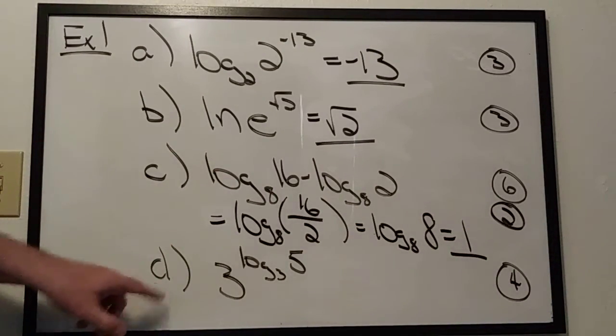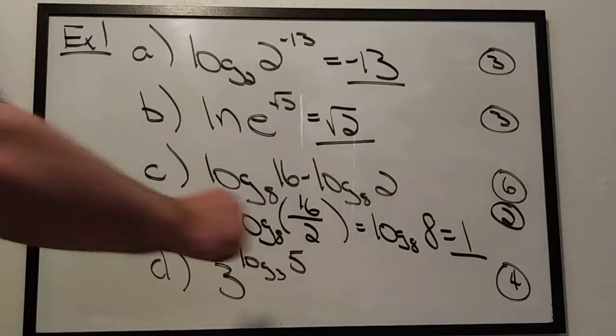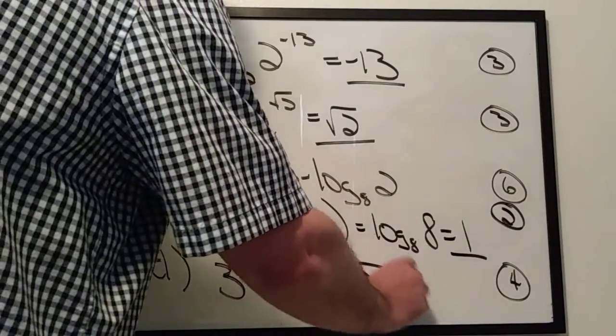And then finally, as we look at part D, we have 3 to the log base 3 of 5. Well, as you look at this problem, it is set up exactly the same as property 4, so you can simply think about it as a property 4 problem. Property 4 then tells you, oh, write down the 5. So, yeah, we could go ahead and say, okay, we're going to write down the 5.